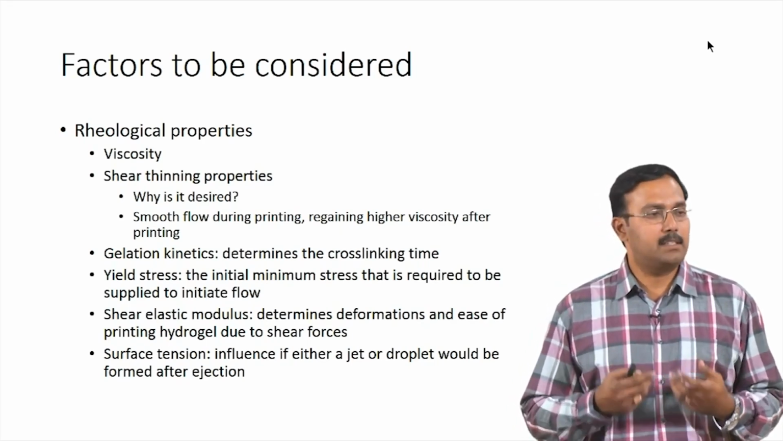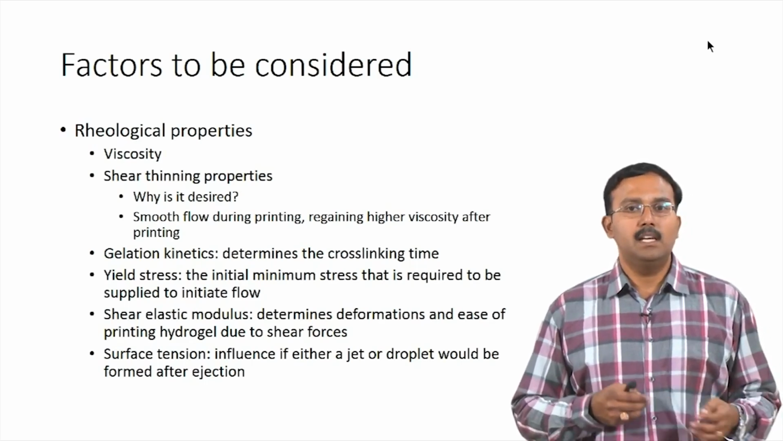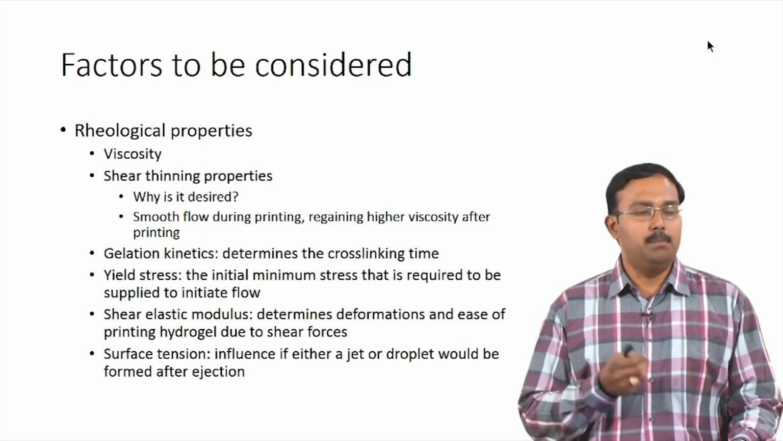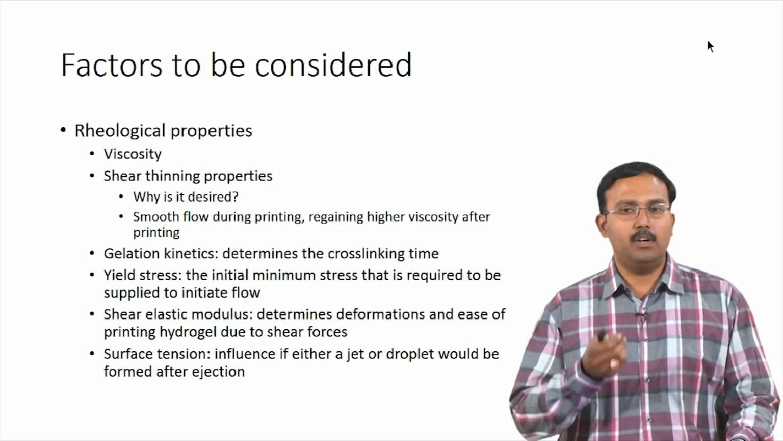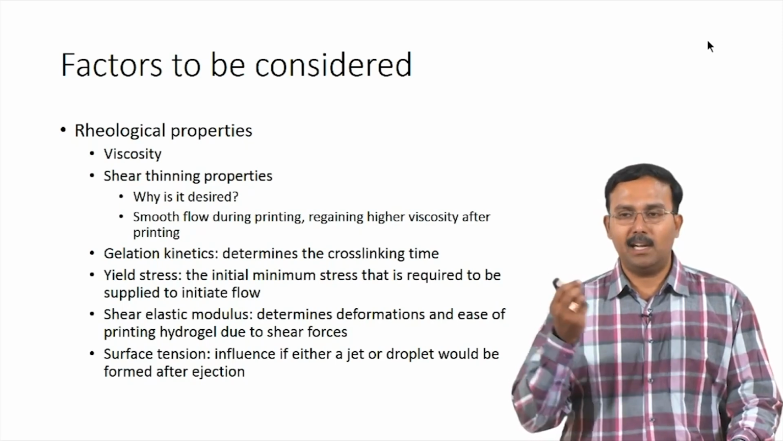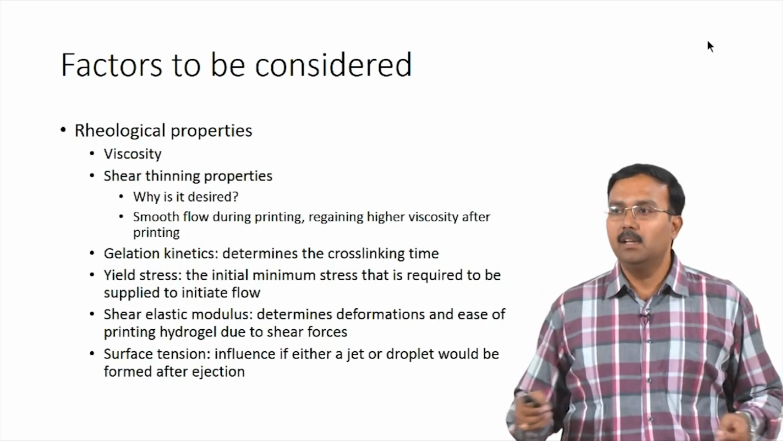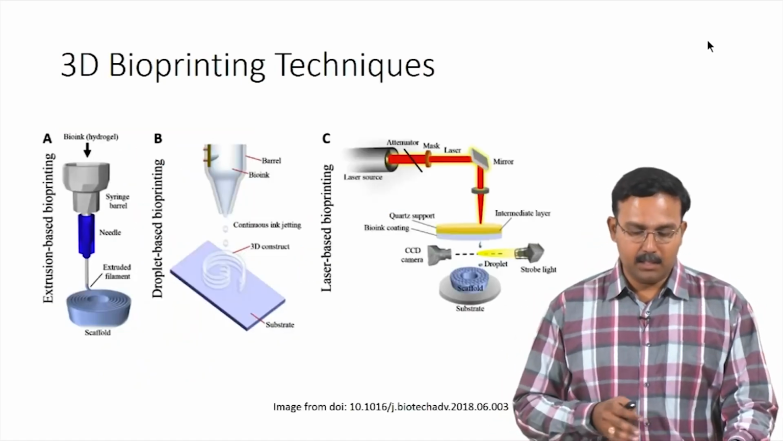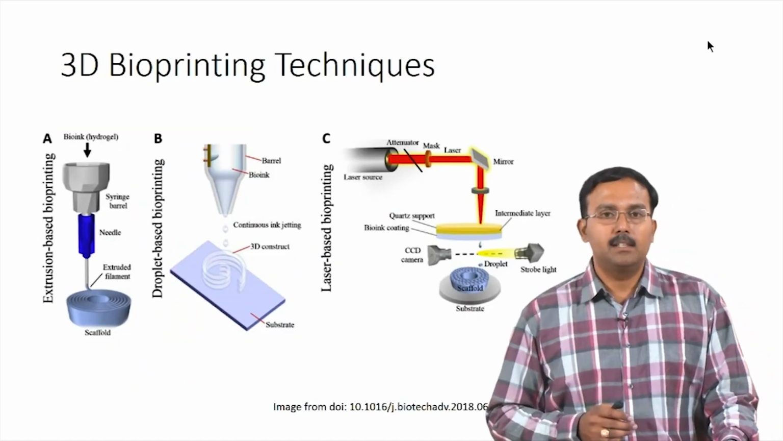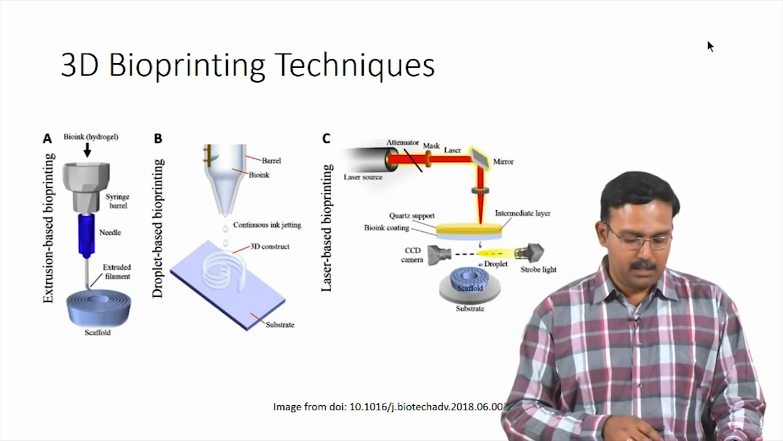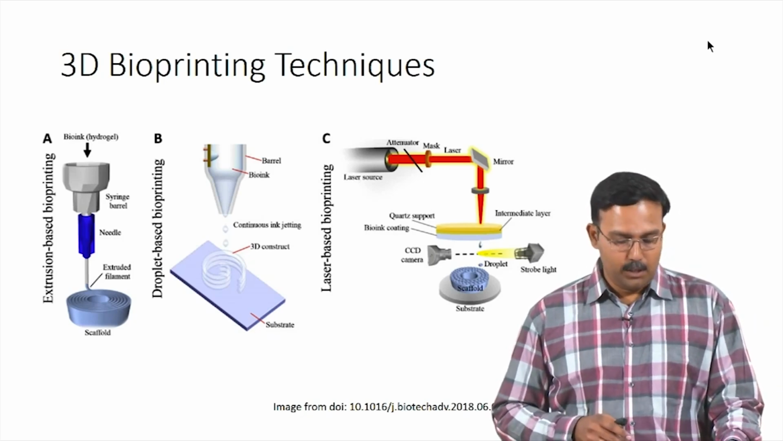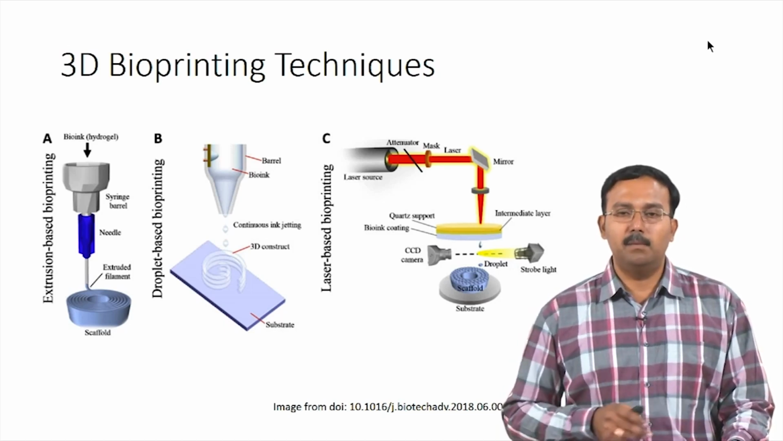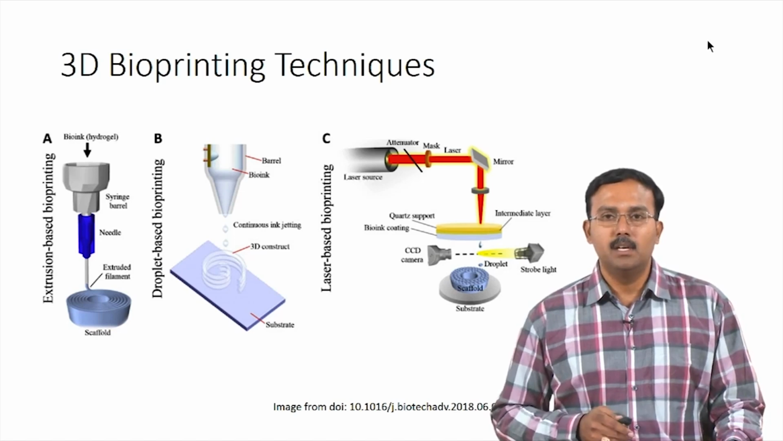You also need to look at surface tension, because this influences whether a drop or a jet would be formed after ejection. Depending on the surface tension properties, you would either have a small drop or it could just be a jet of fluid coming out. These are the three major 3D bioprinting techniques, the classifications: extrusion based, droplet based and laser based. I will be going in the opposite direction. I will first talk about laser based, then droplet based, and then extrusion based.